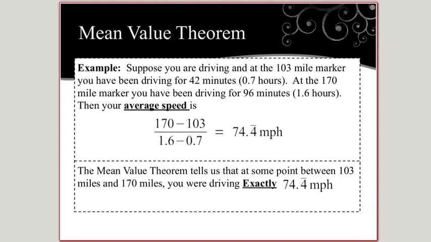So here's a quick example. If you're driving and at the 103 mile marker you've been driving for 42 minutes, which is 0.7 hours, and then at the 170 mile marker you've been driving for 96 minutes, which is 1.6 hours, then your average speed is, just throw that into the difference quotient here: the function value 170 minus 103 over the time values, the x values, which would be 1.6 minus 0.7, and that gets you 74 and 4/9 miles per hour.